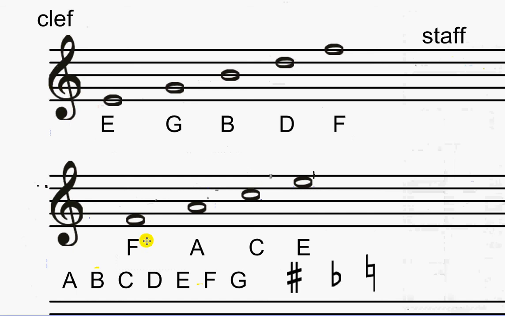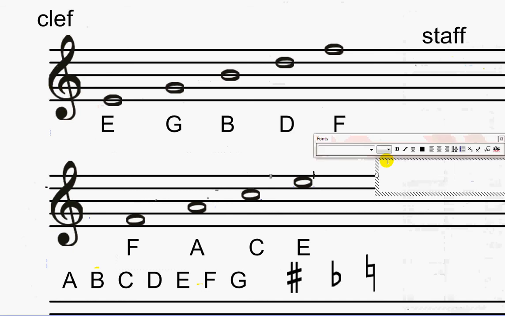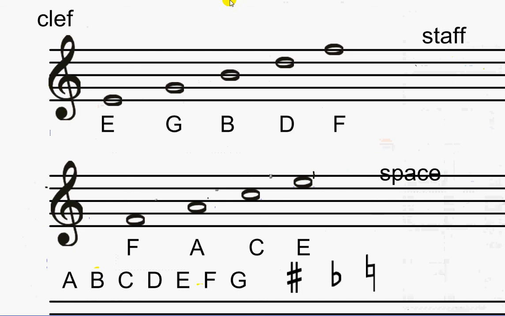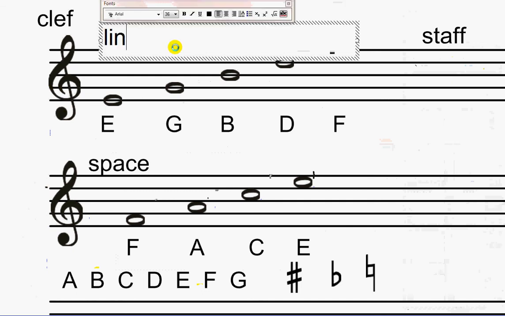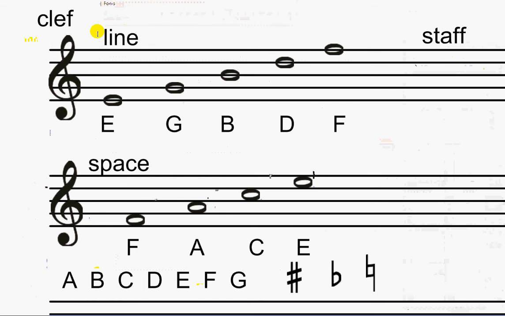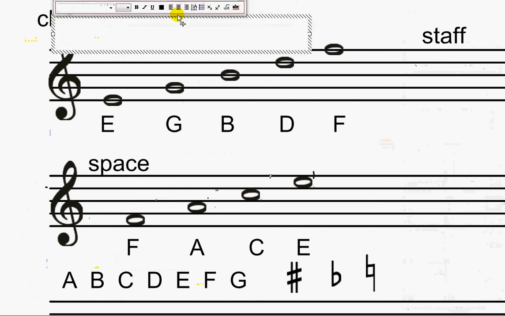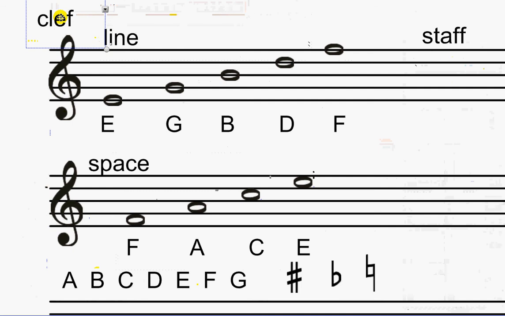All right, so down here, these are the notes that are in the spaces. So I'm going to say the space notes. And move that over here. These are the notes that are in the spaces. Up here, these are the notes that are on lines. All right, I'm going to get rid of Mr. Clef here and Mr. Staff here. We know what those are. All right.